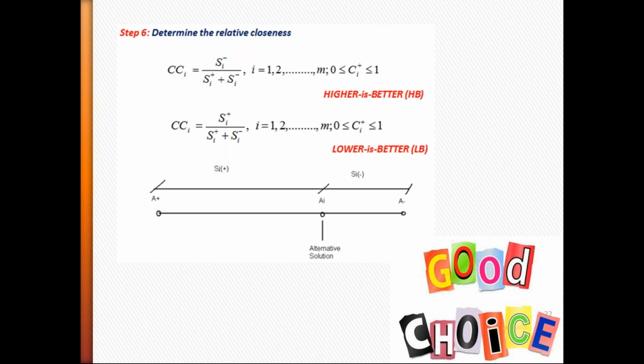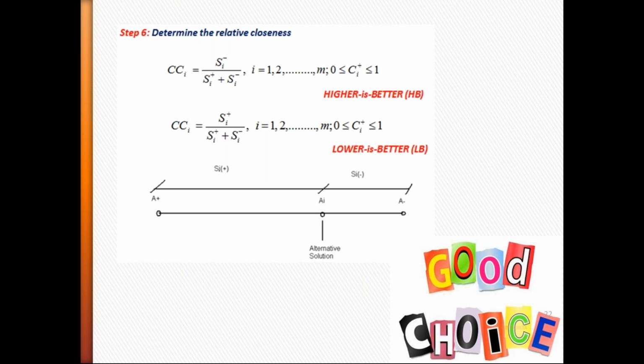Using these two distance measures, this first formulation, Si minus divided by Si plus plus Si minus. If we consider this formula and, corresponding to the individual alternatives A1, A2 up to Am, you compute the closeness coefficient values CC1, CC2 up to CCm. The question arises, which alternative is to be selected?